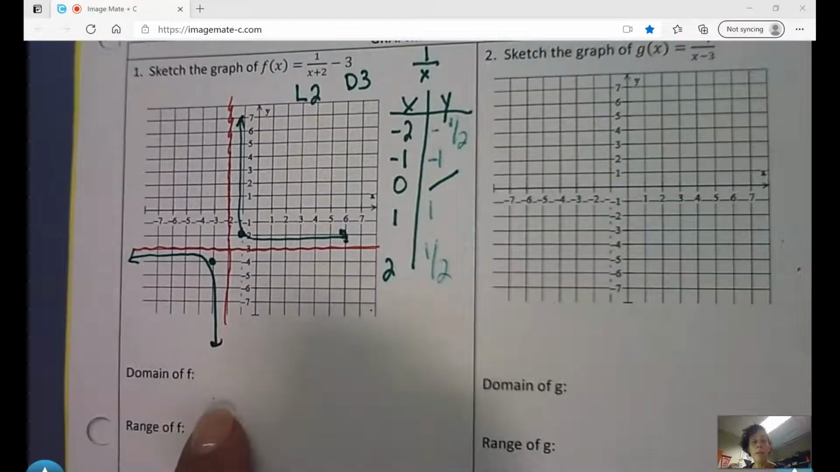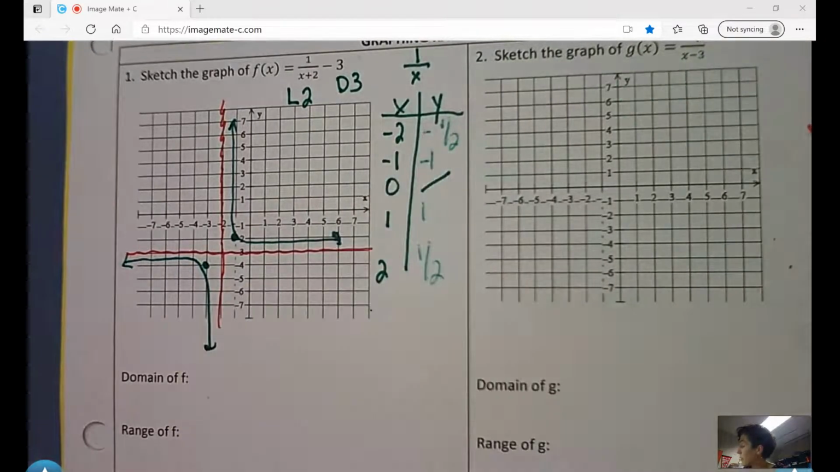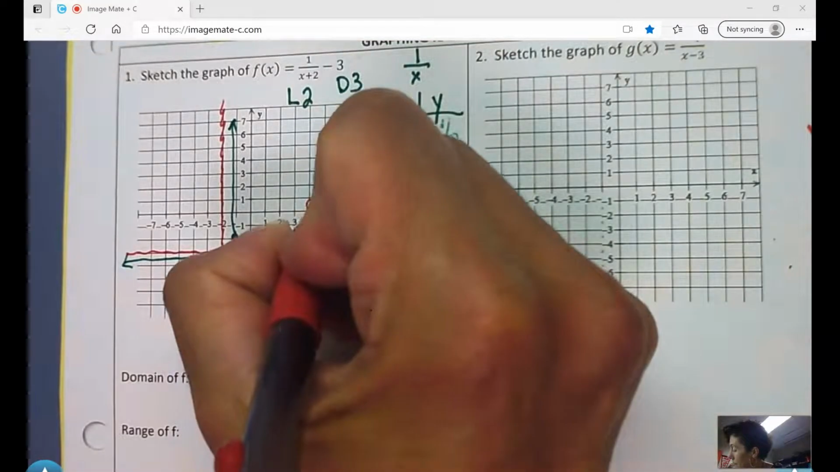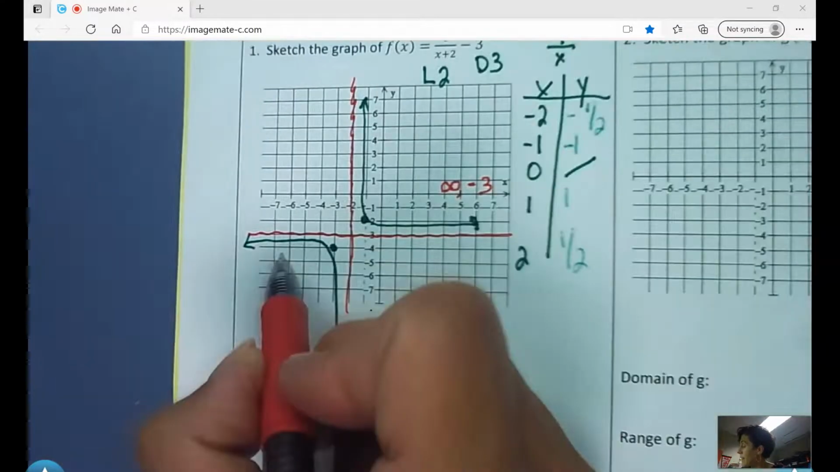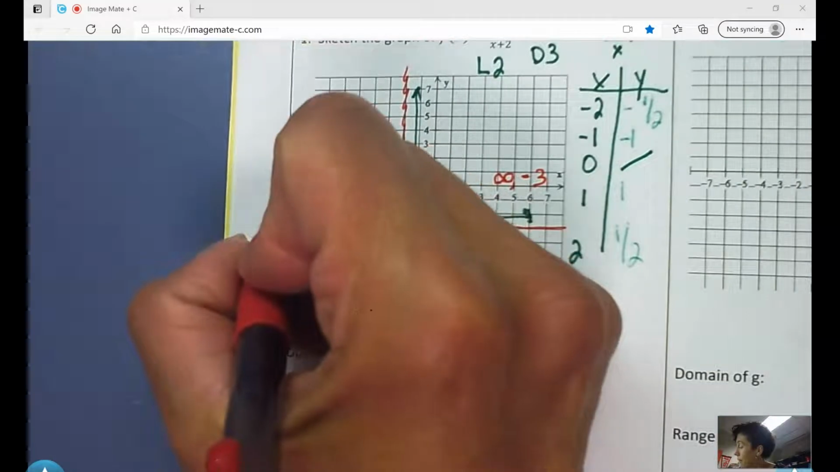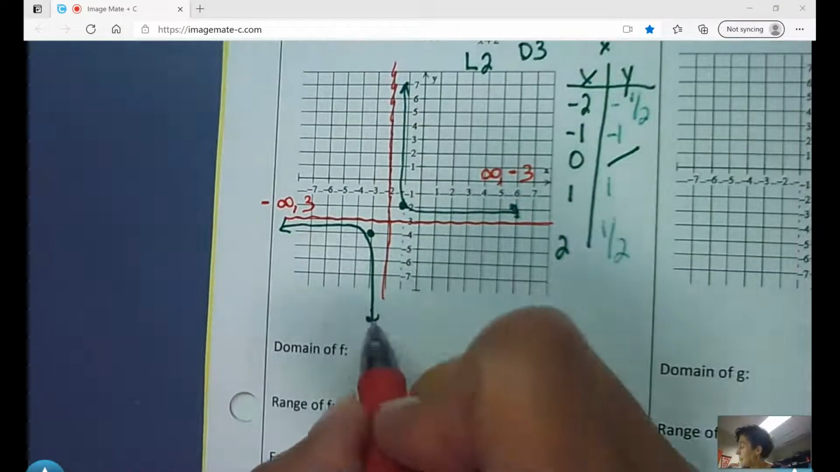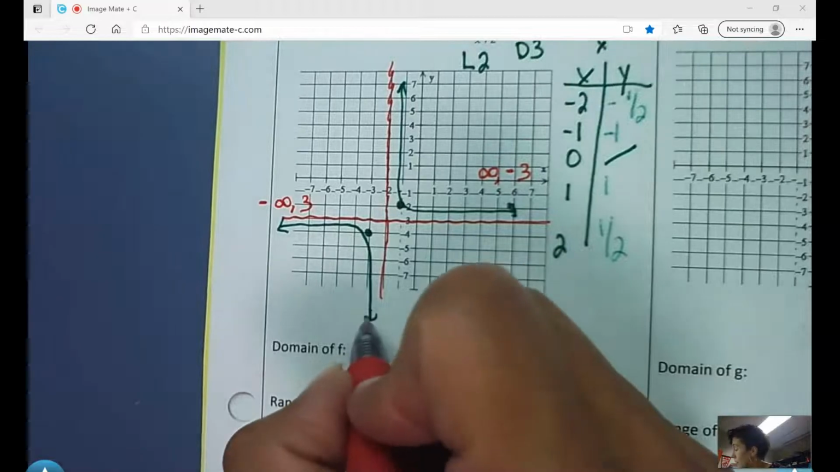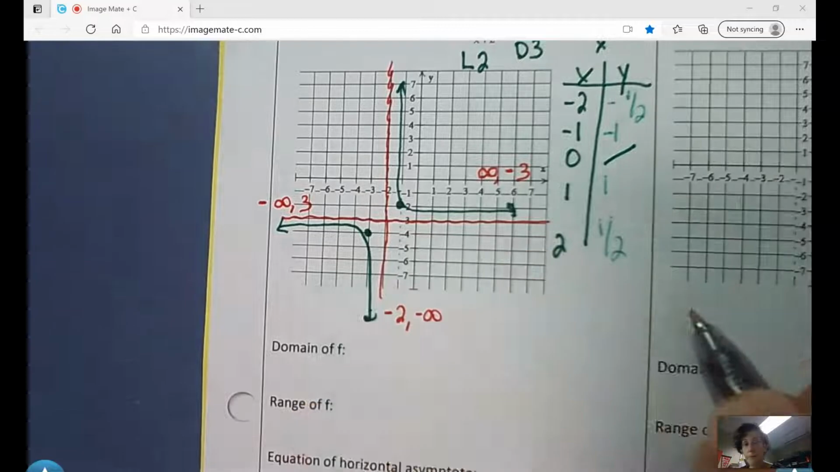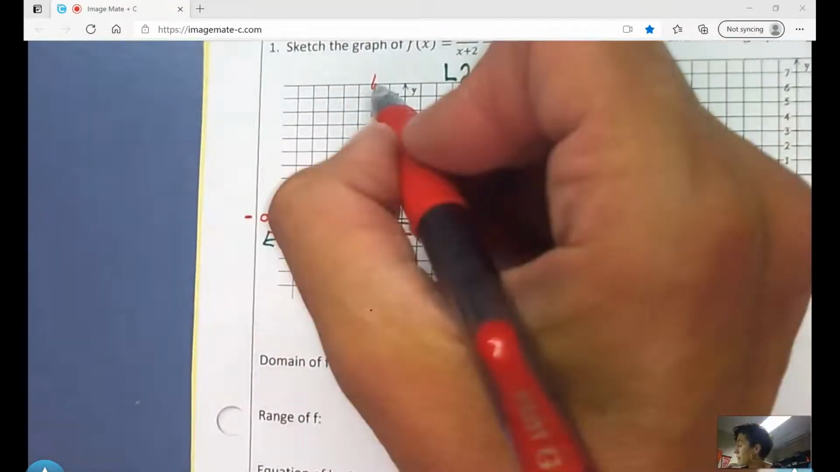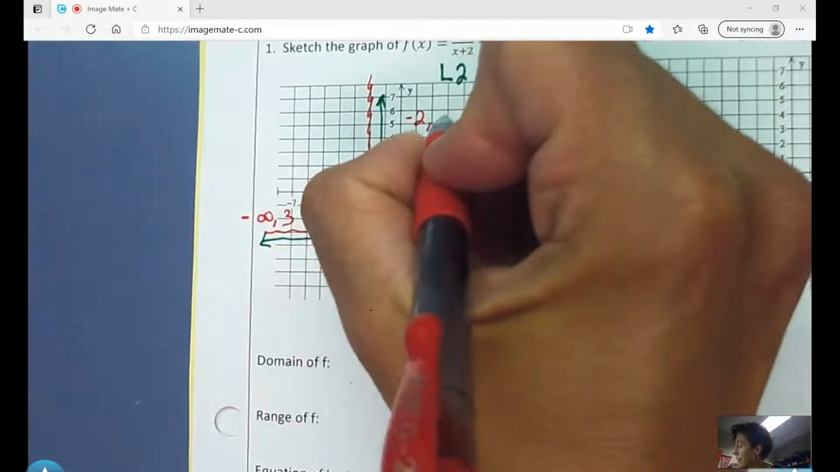So dealing with domain and range, this arrow will not get stopped going right, but it will get stopped going down. And then this one won't get stopped going left, but it will get stopped going up. This arrow will get stopped going right, but it won't get stopped going down. And this one will get stopped going left, but it will not get stopped going up.